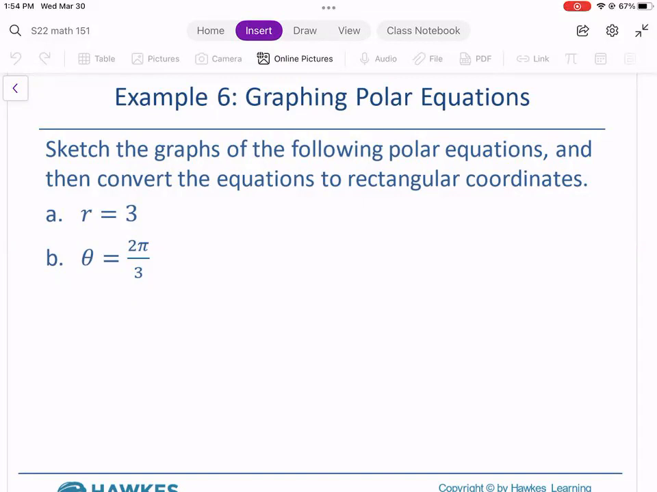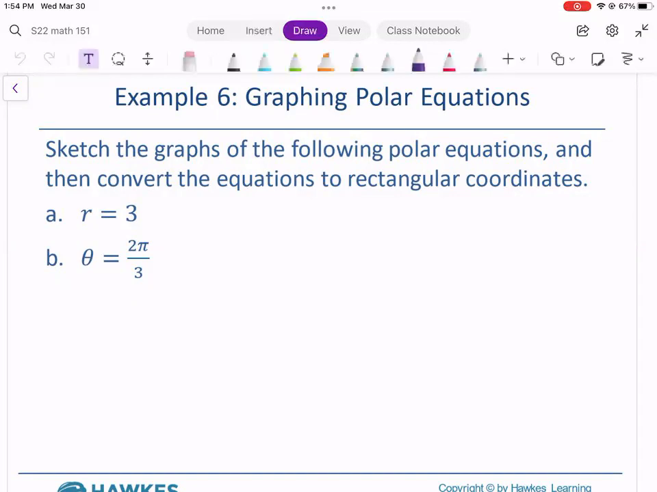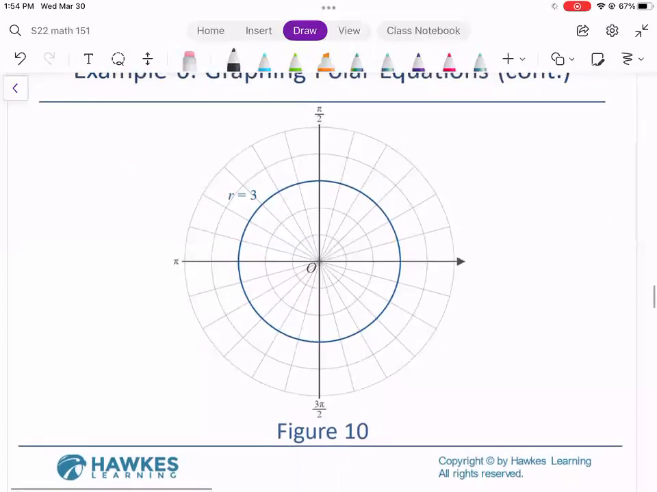As we look here at the first one, where we just have a radius of 3, hopefully intuitively you recognize that it doesn't matter what theta is, the radius is always going to be 3. And if you remember, that's basically what a circle is. The radius of a circle, in this case, is always 3, no matter what our theta is.